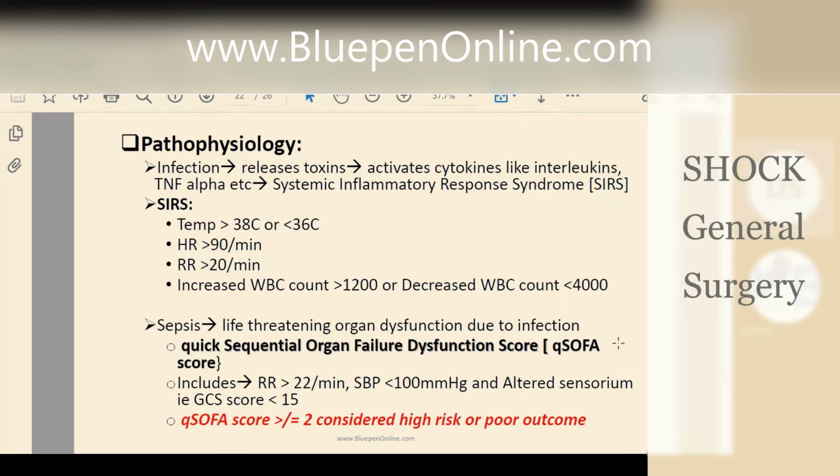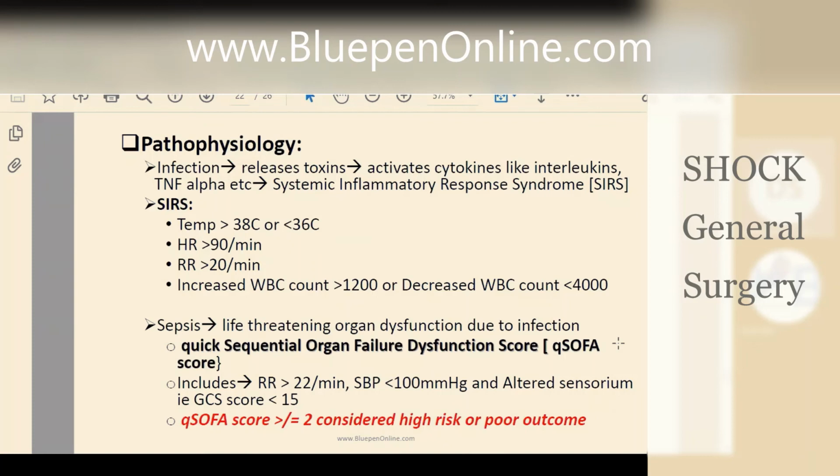So the condition we call sepsis is a life-threatening organ dysfunction due to infection. This is scored with the Q-SOFA score. We say quick sequential organ failure dysfunction score. It's called the Q-SOFA score. So here it includes three main components.